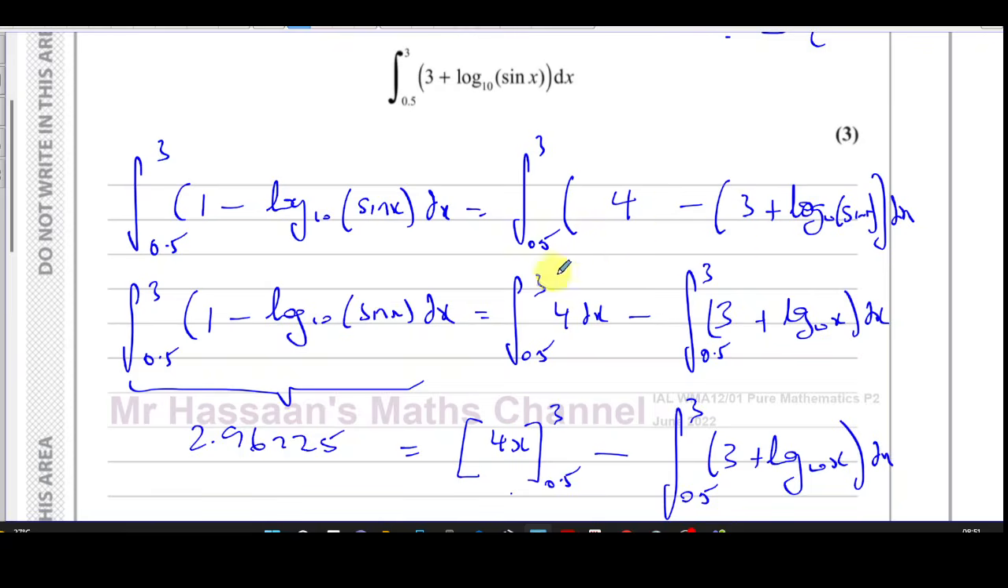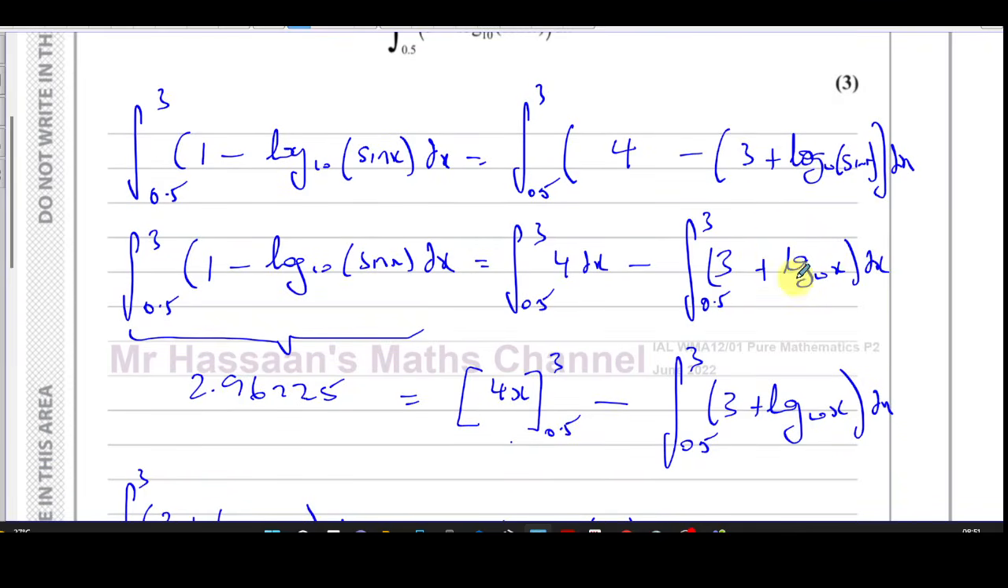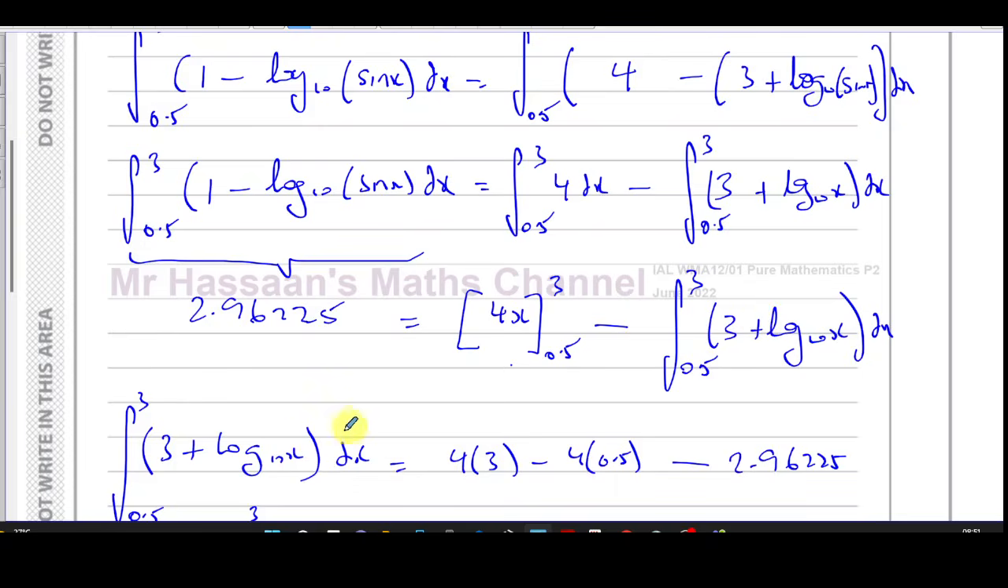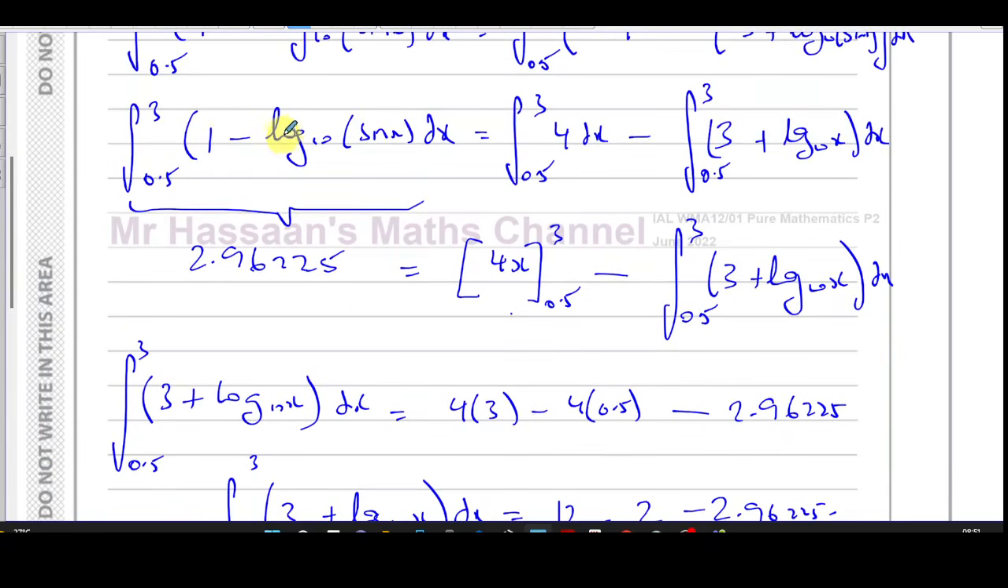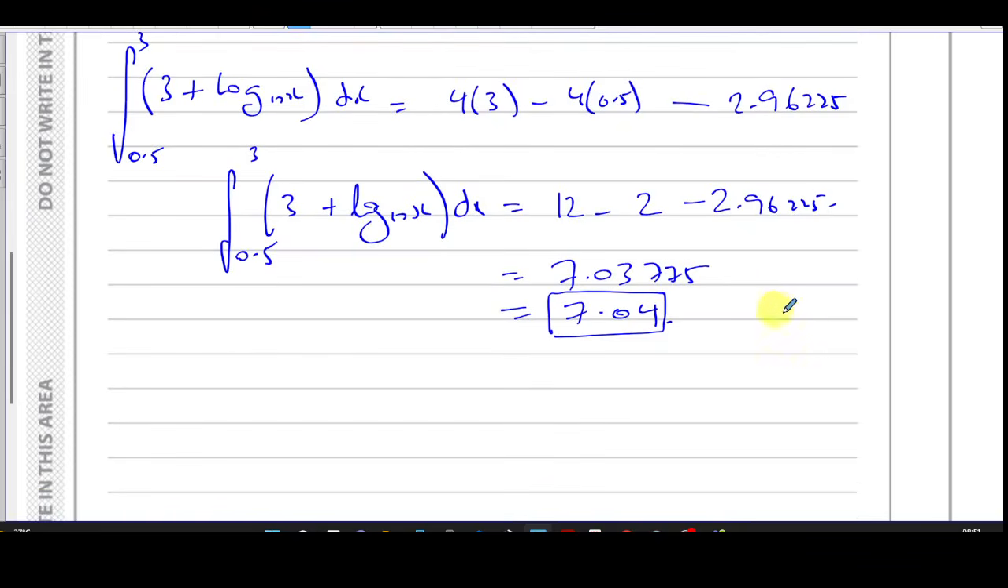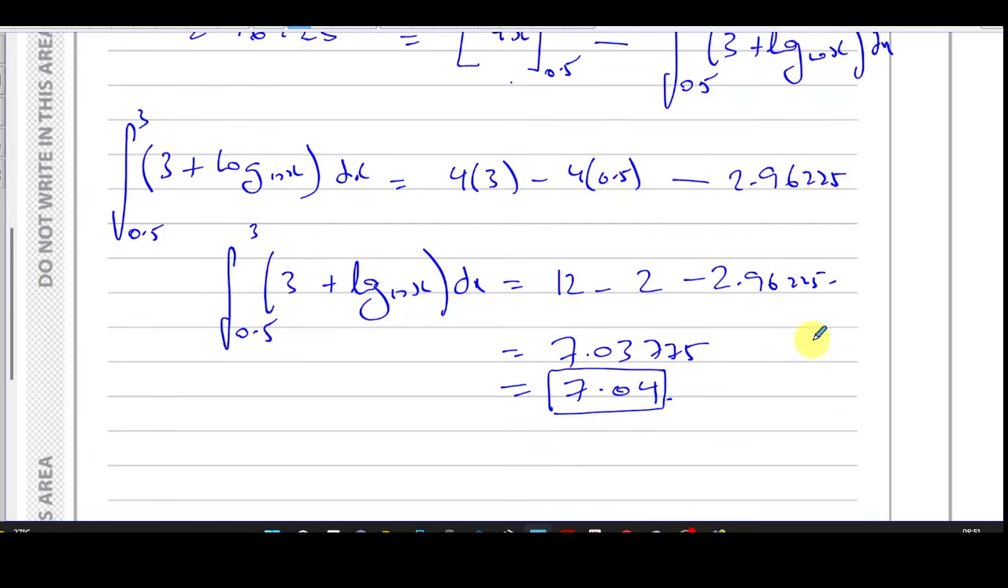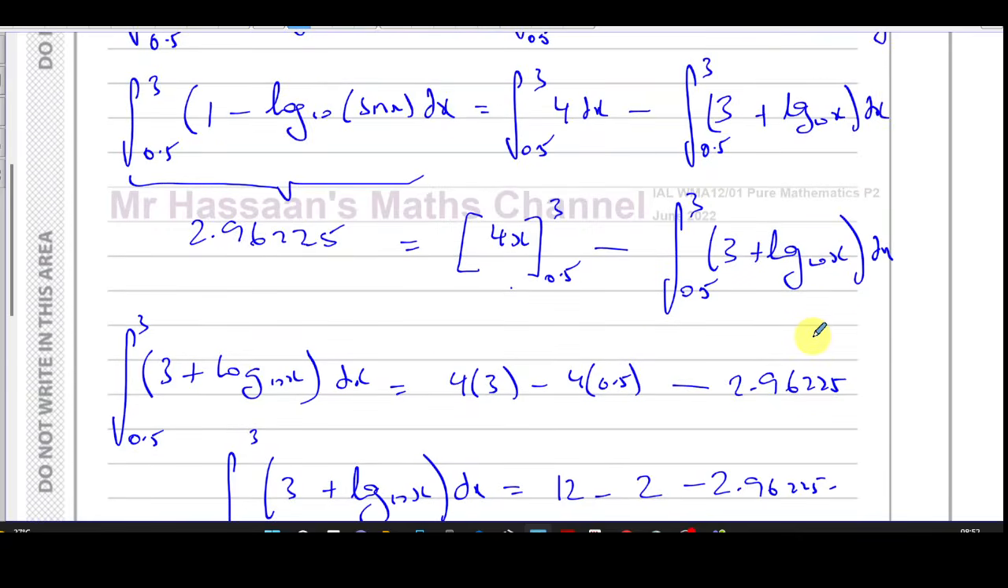So we can split this into 2 separate parts. And I know how to integrate 4 with respect to x. It becomes 4x. And this part is what I have to find the value of. So I can make this the subject, like I did eventually here, and replace this answer to part A with its value and rearrange, and you get your answer. So that's how you deal with this question.